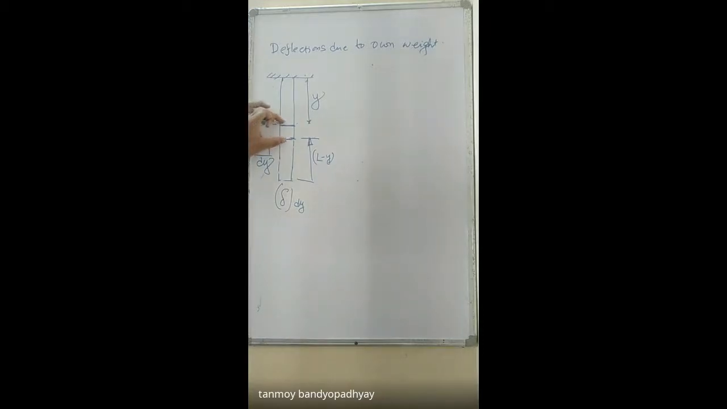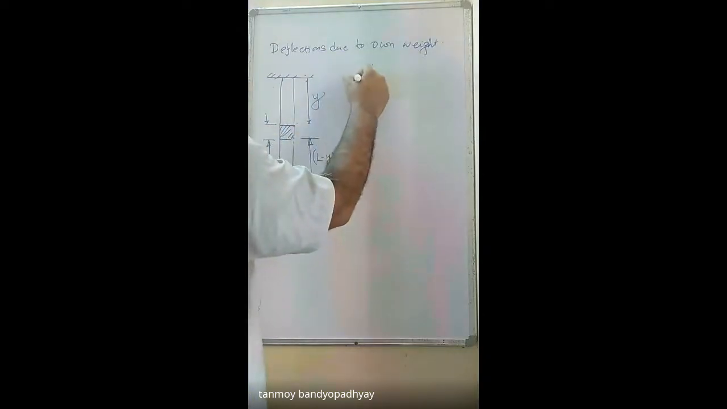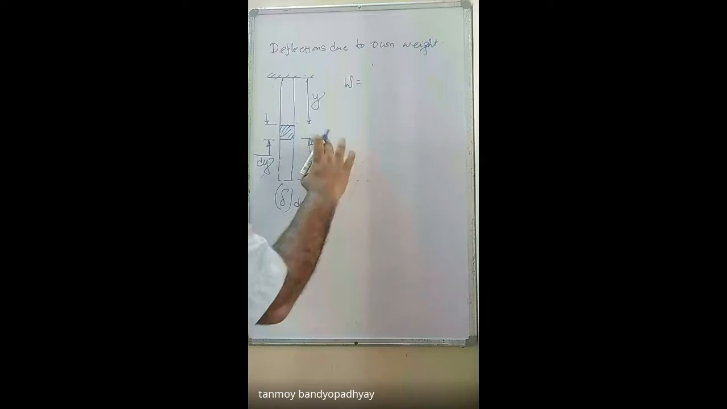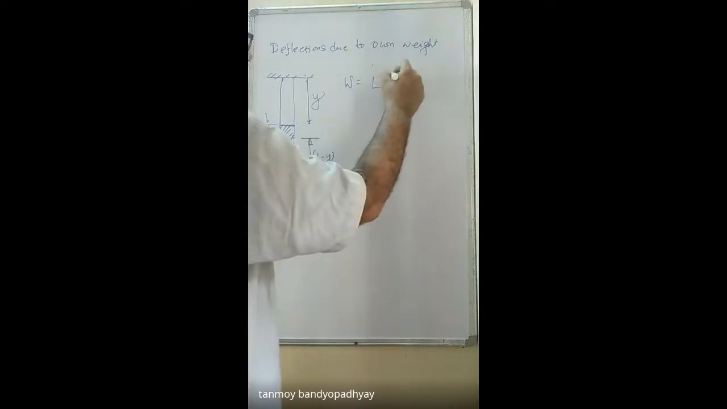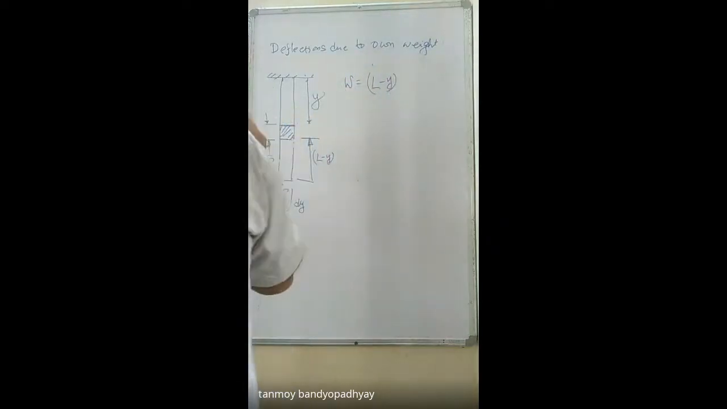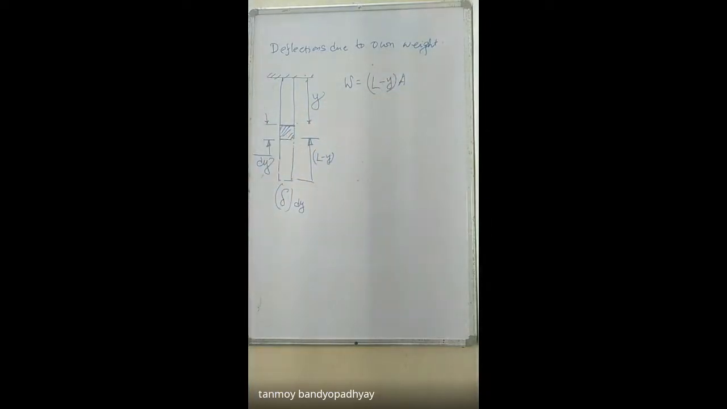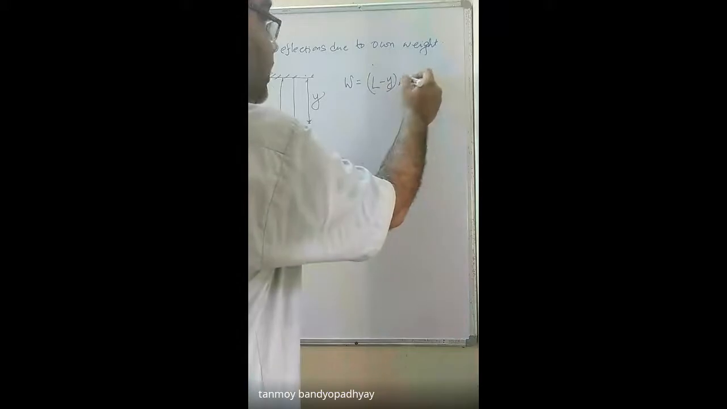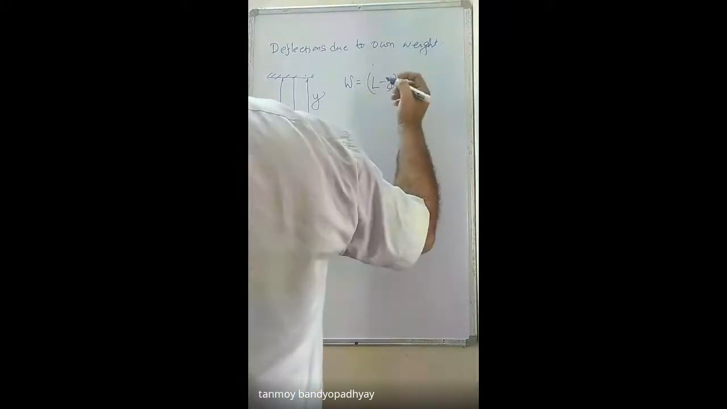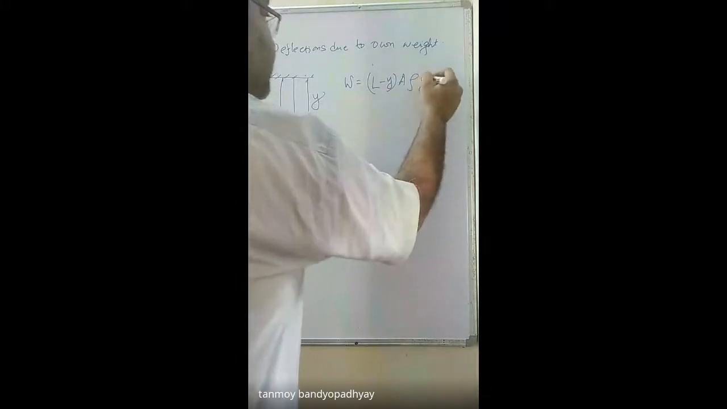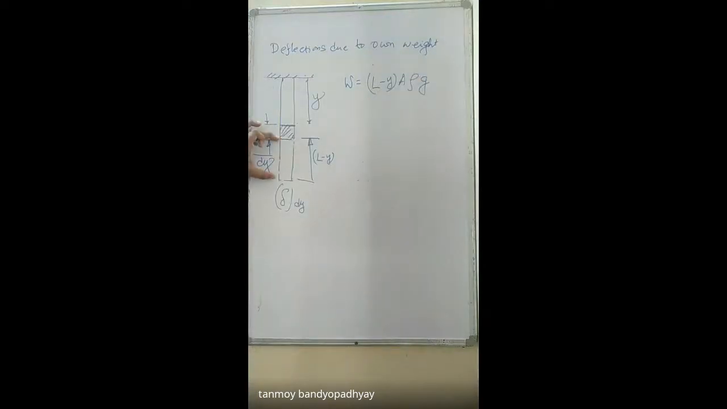So what is the weight acting on this portion dy? The weight acting on this portion will be equal to length (L minus y) into cross sectional area. So this is the length into cross sectional area, and I will be getting the volume. If I multiply it by density, I will be getting the mass. Then if I multiply it by g, I will be getting the weight of this portion of the body, the portion L minus y. Understood?